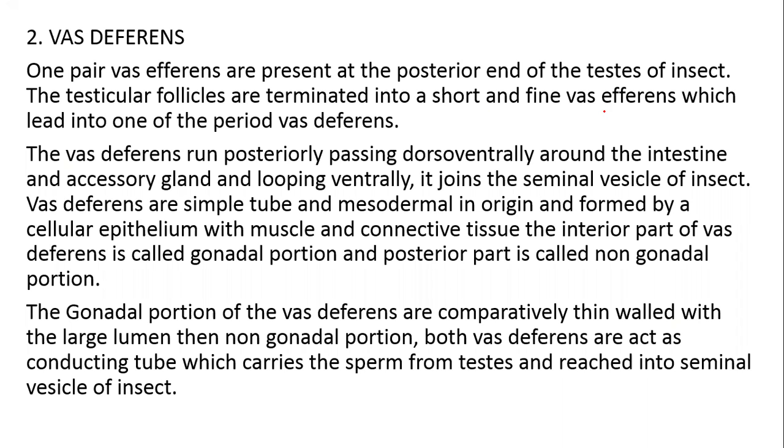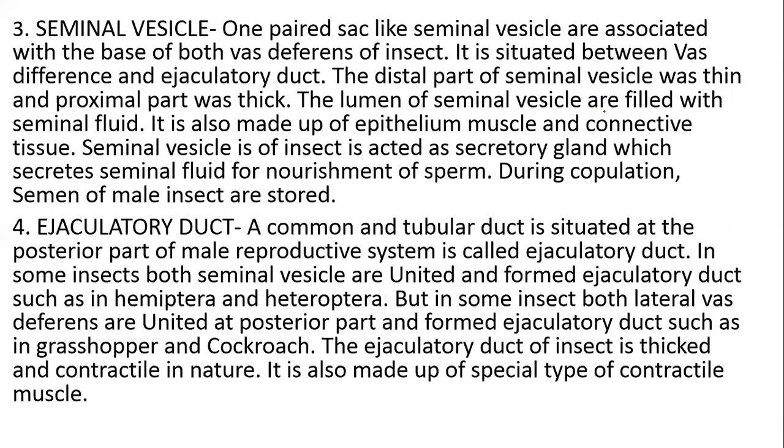Both vas deferens act as conducting tubes which carry the sperm from the testis to the seminal vesicle of the insect. The seminal vesicle is the third main part of the male reproductive organs. The one paired sac-like seminal vesicles are associated with the base of both vas deferens. It is situated between the vas deferens and the ejaculatory duct.